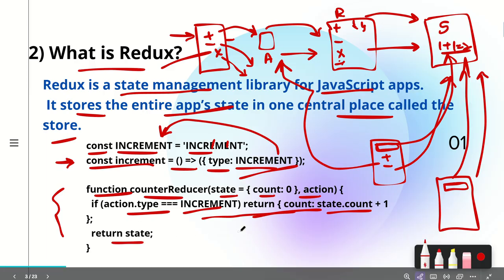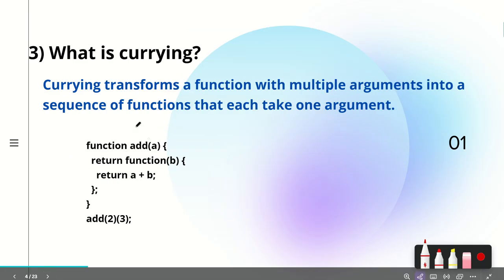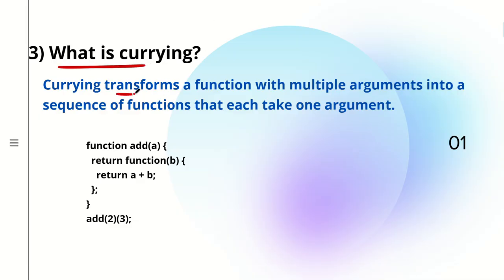And when we want to get the value of count, we have to make use of the useSelector hook of React. Now let's get into our third question, that is, what is currying. Currying is a way that transforms a function with multiple arguments into a sequence of functions that each take one argument. So let me explain it to you by an example.